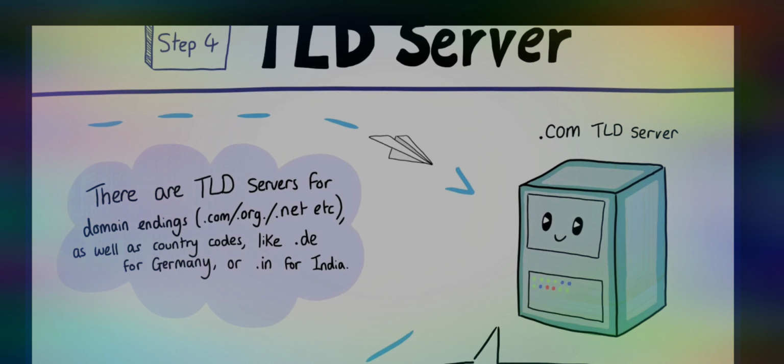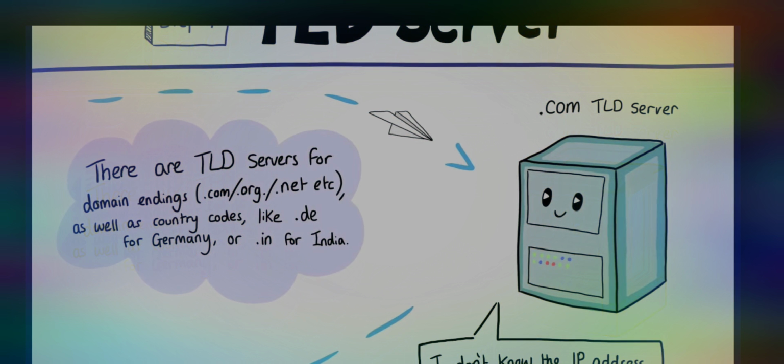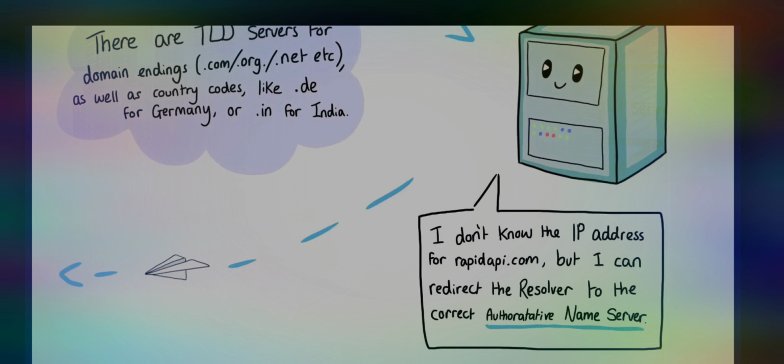So step 4 is the TLD server. There are TLD servers for domain endings like .com, .org, .net, etc., as well as country codes like .de for Germany or .in for India. The TLD server says, oh, I don't know the IP address of rapidapi.com, but I can redirect the resolver to the correct authoritative name server. So it sends the request to the authoritative name server.